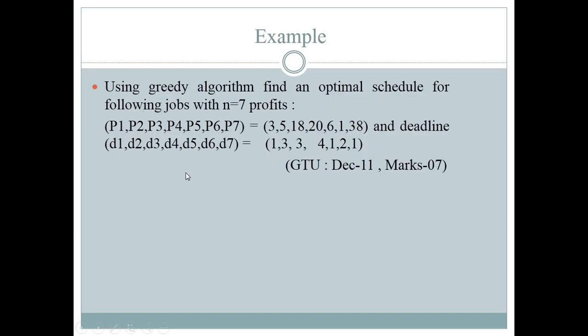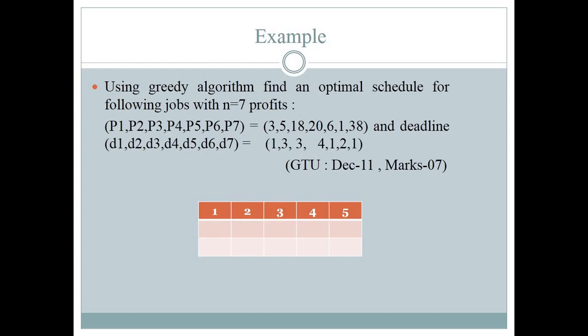Now let's take an example to solve it. This is the example from December 11 of 7 marks, and we have n equal to 7, meaning 7 jobs here, and 7 profits and 7 deadlines are given here. Okay, so from this we will make a table for solving this example.